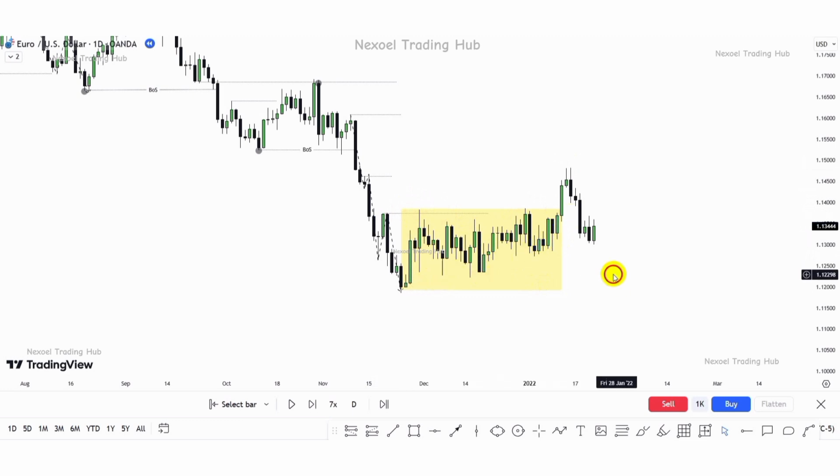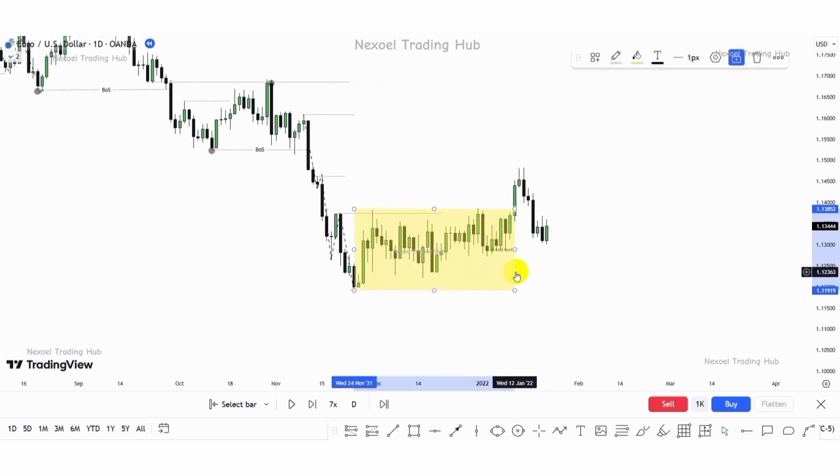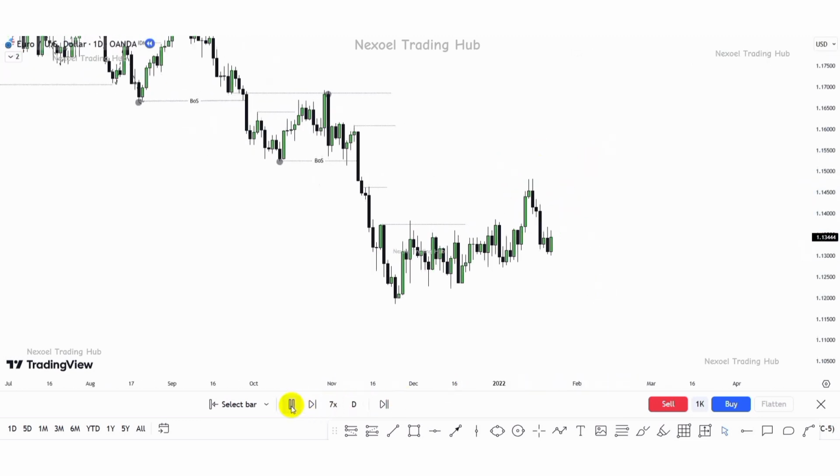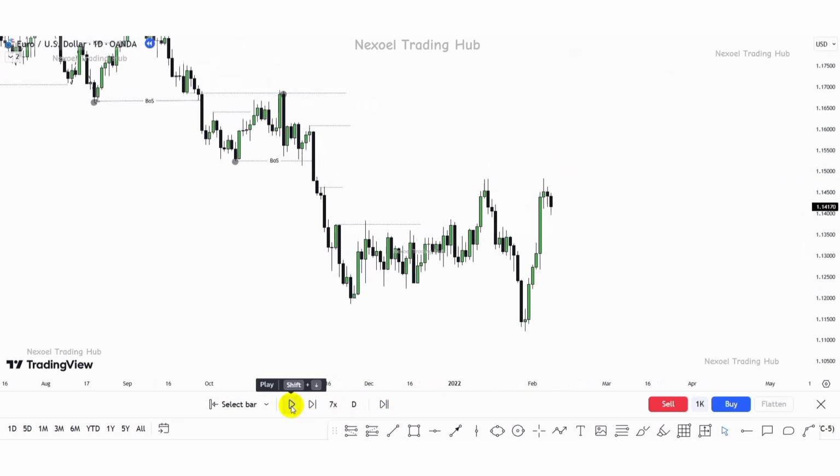So let's see. Let me remove this. Let me also remove this. So let's play to see. All right, so now you can see price went to the upside, then price fell. So meaning we have a break of structure here.